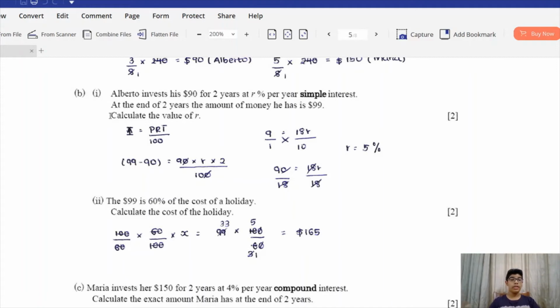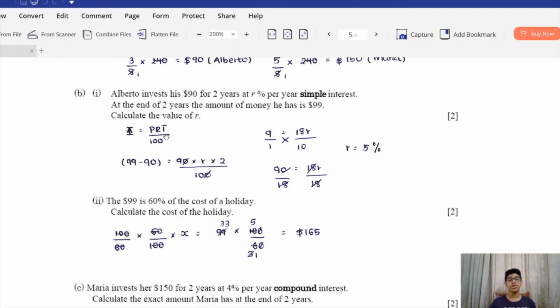Now remember, he received the total amount as $99. In a simple interest formula, we don't get $99 as the output, we just get the amount of interest received. So how do you calculate interest received? Interest received is basically final amount subtract principal amount. So 99 minus 90 is 9.